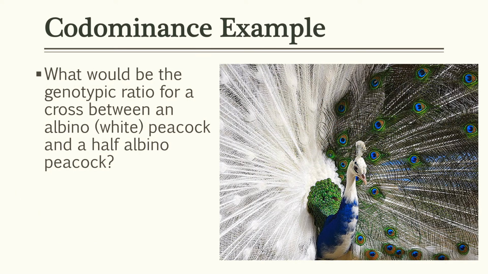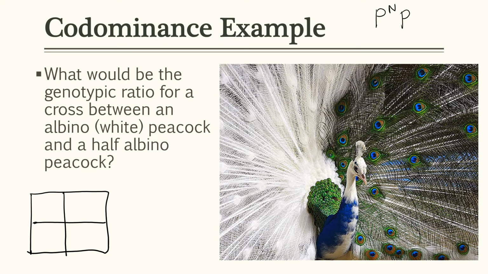So what would be the genotypic ratio for a cross between an albino peacock and a half albino peacock? So we're going to have a Punnett square, and this is how I'm going to set it up. The P is going to represent peacock, and I can have a normal peacock, or I'm going to have the albino peacock, or I can have that heterozygous mix like that awesome picture that we see right here.